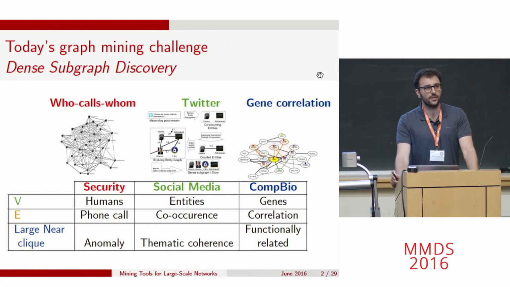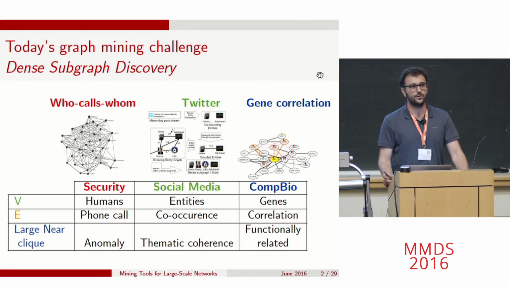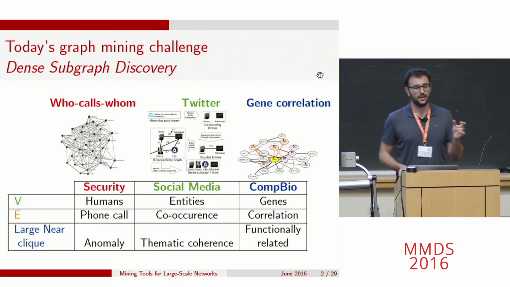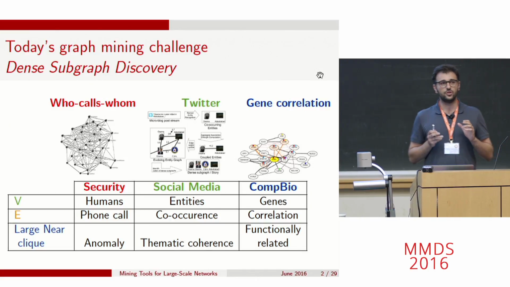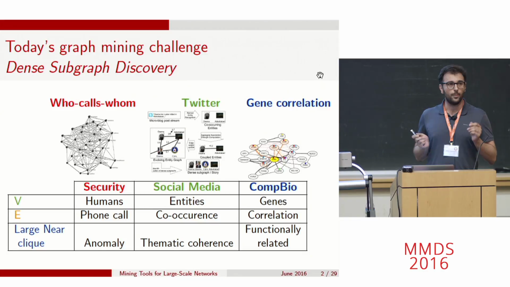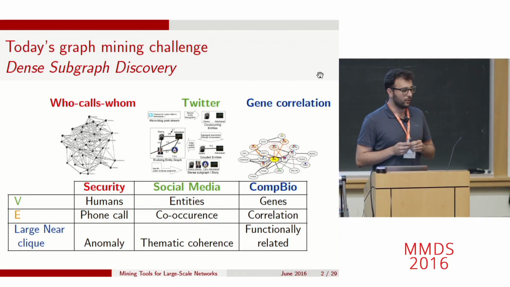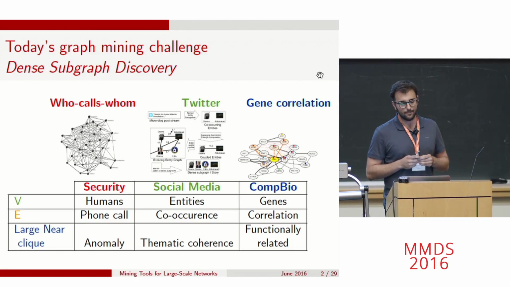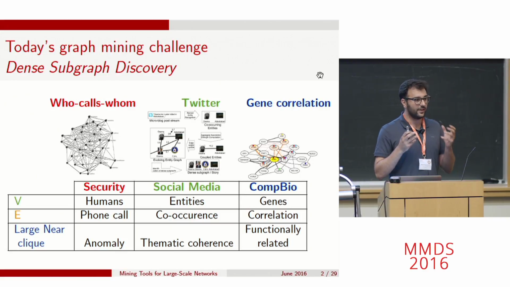Suppose that you're given a large who-calls-whom network. This is a network where every node is a human, and you have an edge between two humans if, let's say, they exchange at least one phone call. A problem in which many security agencies and telecommunication companies are interested is finding large sets of nodes which are not necessarily fully interconnected, but are what we call large near-cliques. They're not necessarily cliques, but they're very dense.